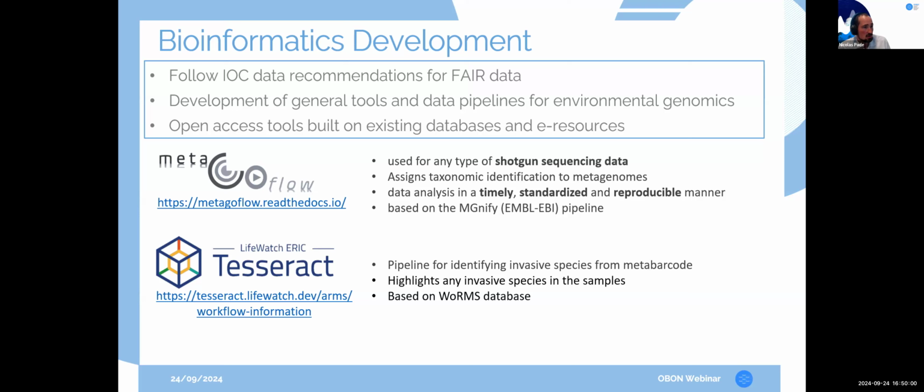So the two major developments that we have so far is MetaGOflow, first of all. We developed this tool to work specifically with shotgun sequencing data. Essentially, it assigns taxonomic identification to metagenomes. So rather than have to do this by hand and by individual, we can run this through an automated pipeline that does it for us, and that substantially reduces the amount of time it takes us to curate the data. So the data analysis is timely, it's standardized, and it's reproducible. So we also think it's a good contribution to open science in general.